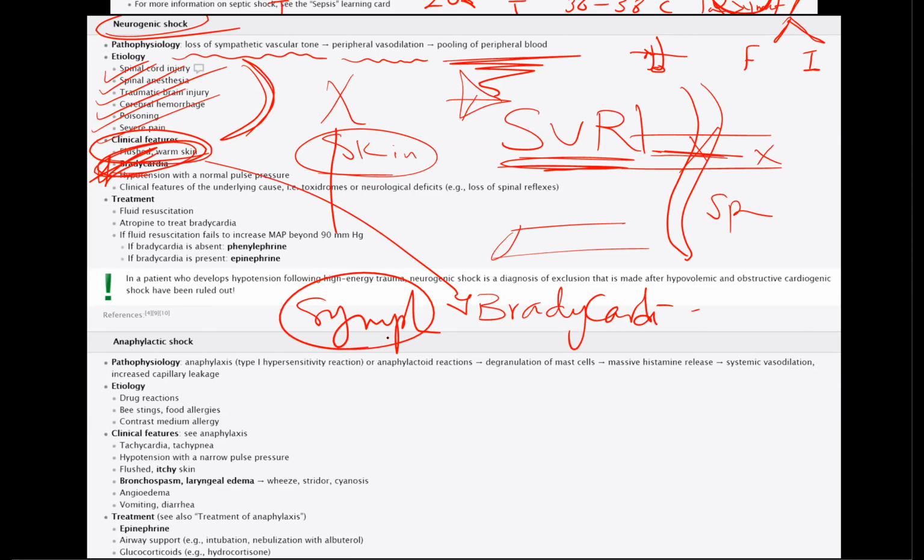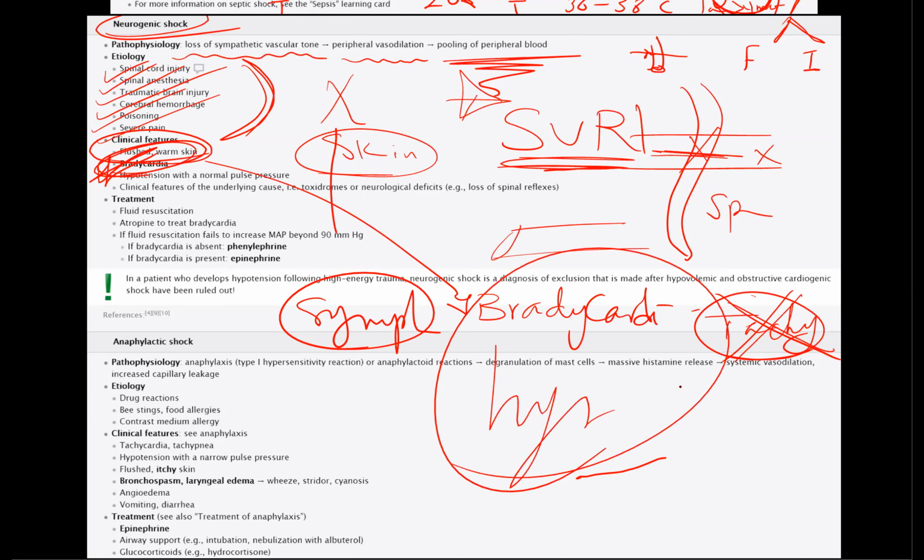So we have hypotension, and the heart cannot maintain reflex tachycardia. Why? Because the sympathetic system responsible for that is absent. So the sympathetic system responsible for tachycardia is absent, and the patient will be hypotensive and also bradycardic.